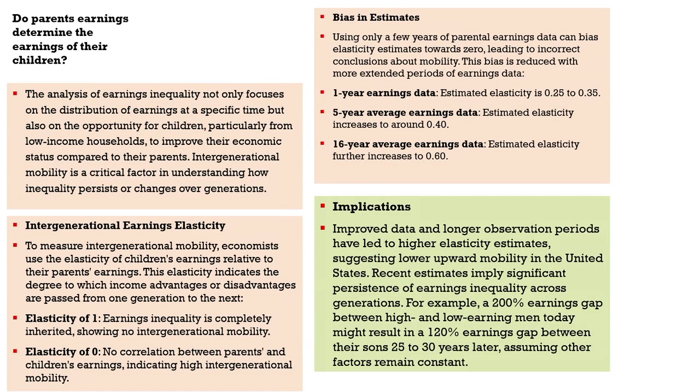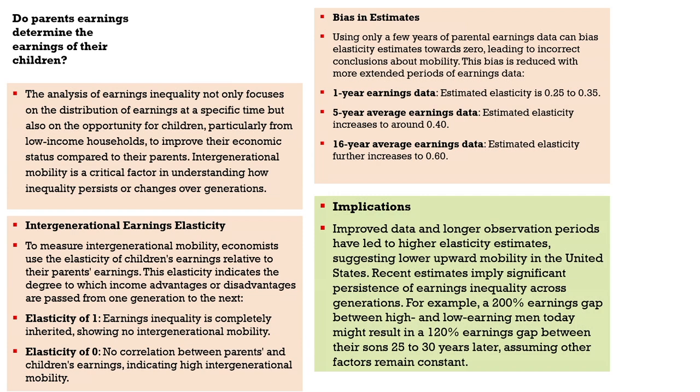So, elasticity of one means that earnings inequality is completely inherited and shows no intergenerational mobility. Elasticity of 0 means that there is no correlation between parents' and children's earnings, indicating high intergenerational mobility. So, there may be bias in estimates which need to be taken care of in these kinds of studies.